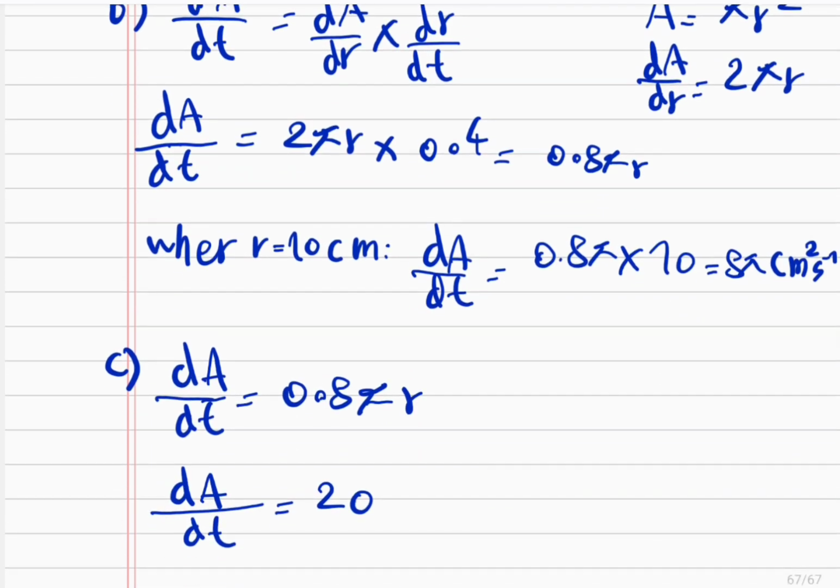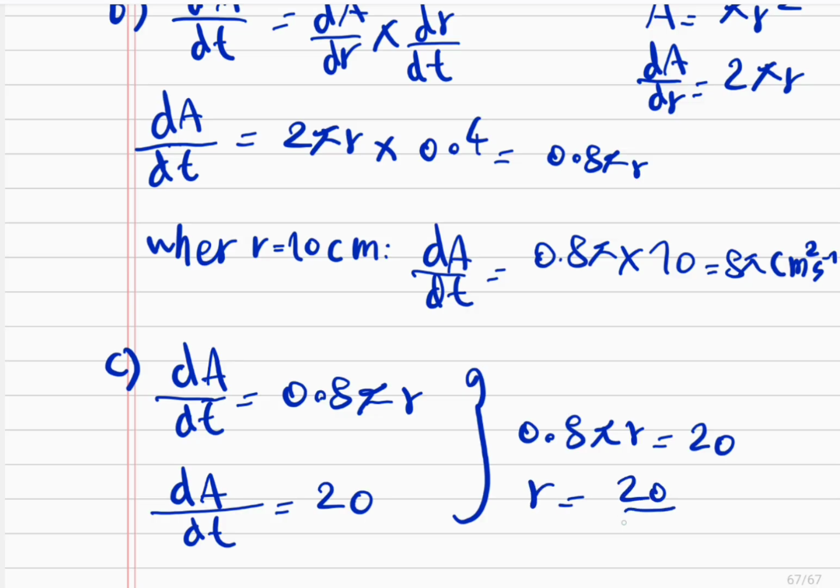So what this simply means is that we just need to solve an equation, right? Because we know that dA/dt is always equal to 0.8 pi r, and in this specific case dA/dt is equal to 20, we want to find the value of the radius. So we just solve the equation. 0.8 pi r is equal to 20, and now we simply divide both sides by 0.8 pi to get 25 over pi centimeters.